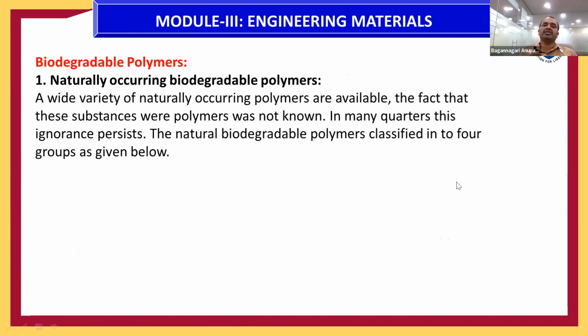So biodegradable polymers are of two types. Number one, naturally occurring biodegradable polymers. Number two, synthetically occurring biodegradable polymers. So what are the naturally occurring biodegradable polymers?